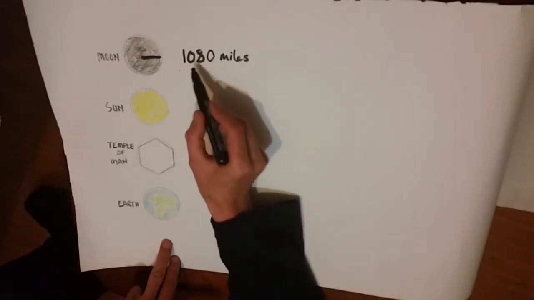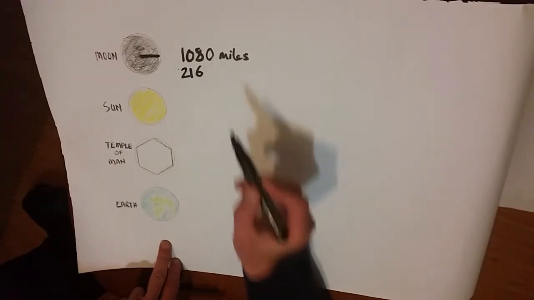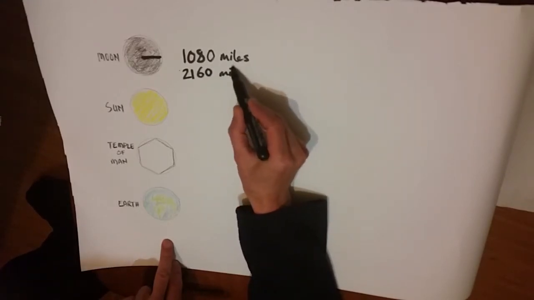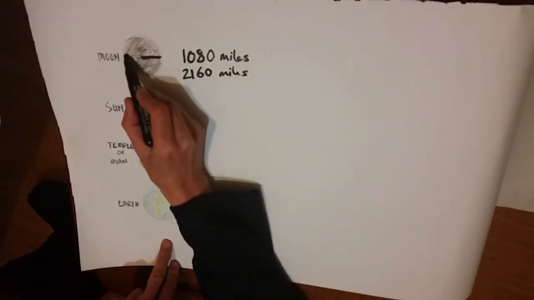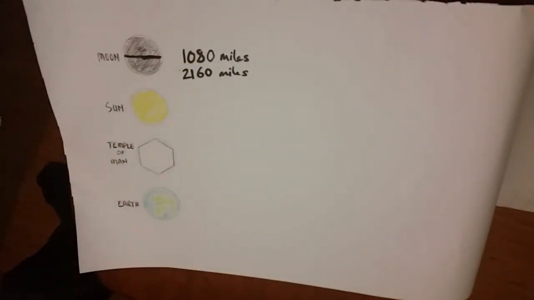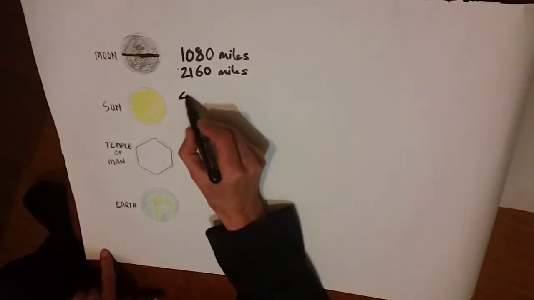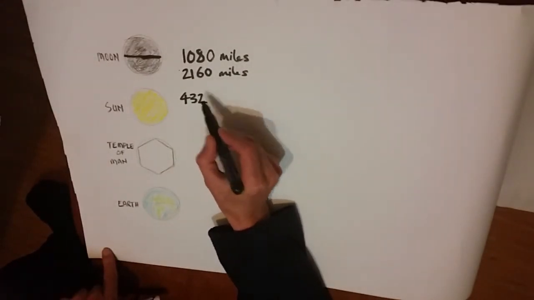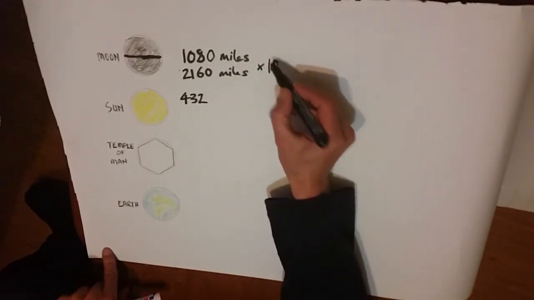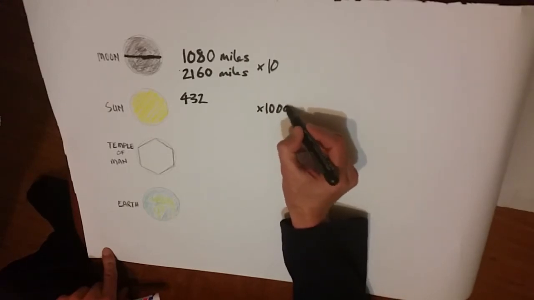The next number is simply doubling 108, so we have 108, we double that, we have 216. 216 miles gives us the equatorial diameter of the moon. And so if we double 216, we get 432. Now, you notice that for these ones I added a 0, so we just times it by 10, but now we're going to times it by 1,000.